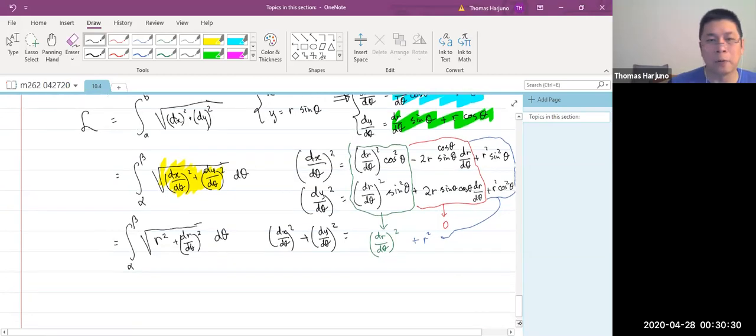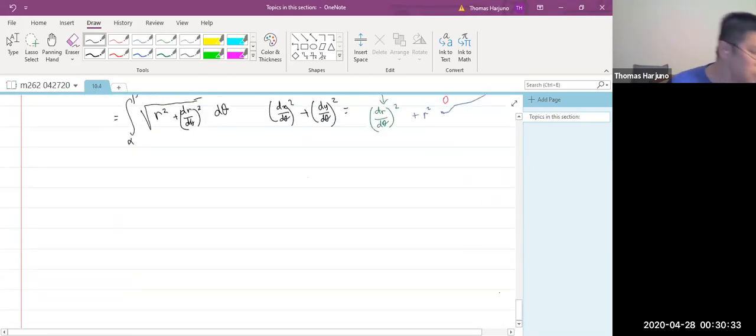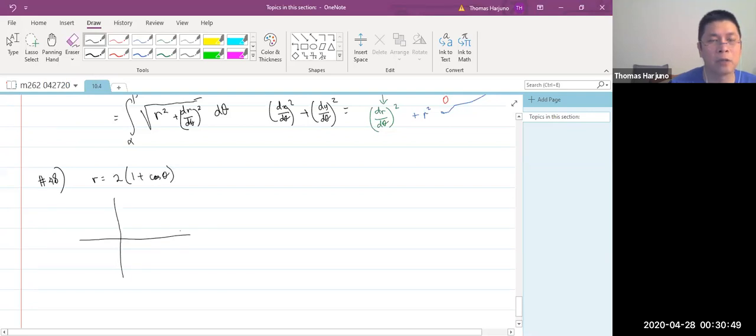Then let's say, for example, number 48. We have r equals 2 times (1 plus cosine theta). It looks like this. It's on cosine. So that's actually 4 here, 2 here, 0 here. It's a cardioid. That's what it looks like.